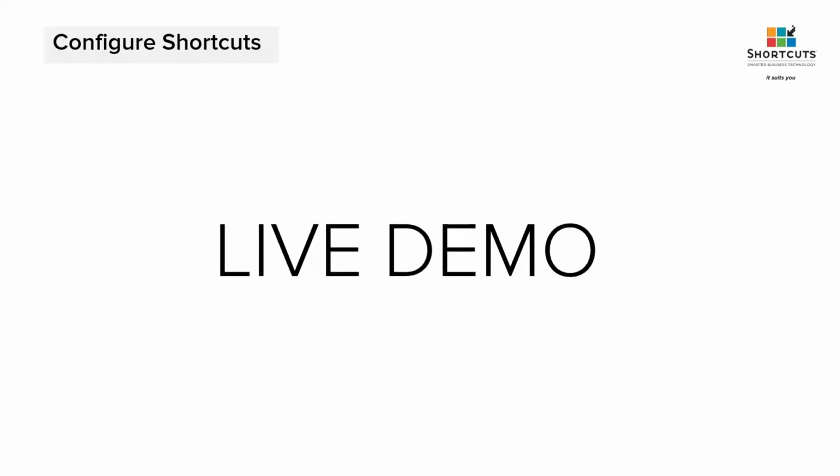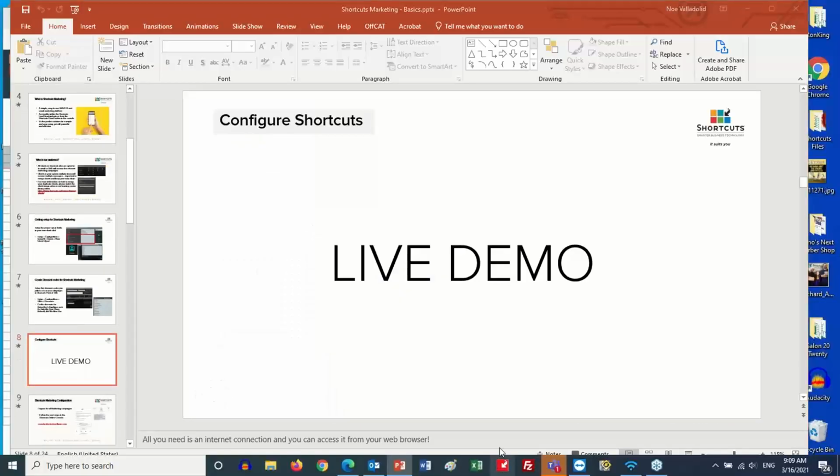So let's actually configure Shortcuts. So we're going to jump into the Shortcuts system. I'll jump out of the presentation for a second and I'll launch Shortcuts. And of course I have to tell Windows Security, yes, I'm allowing this to launch.